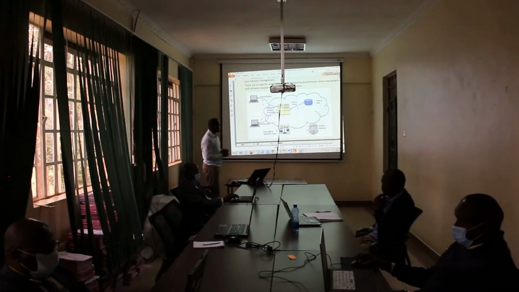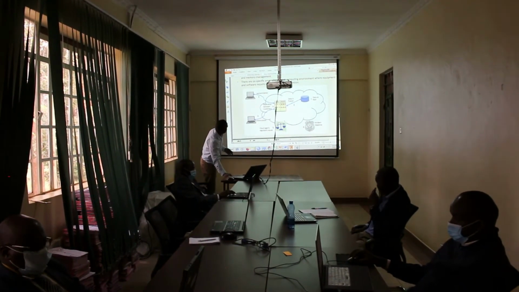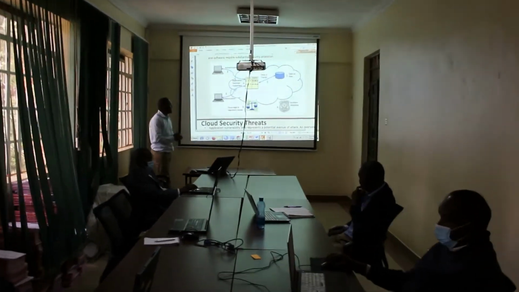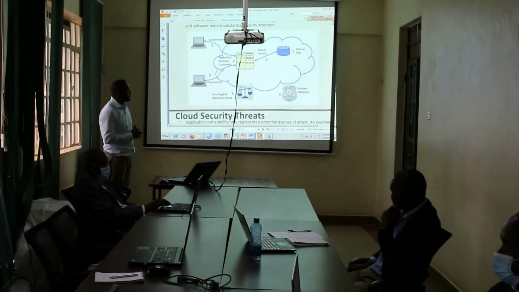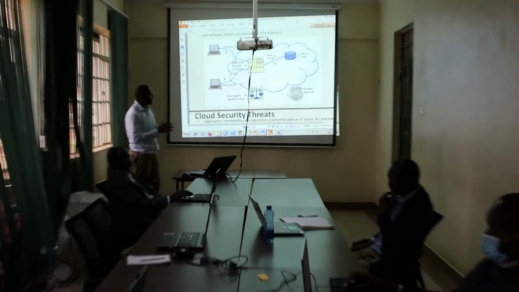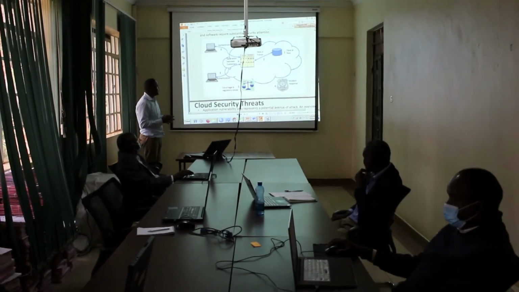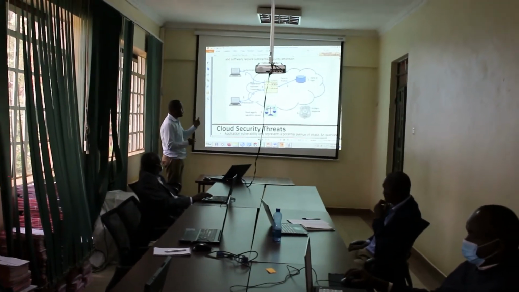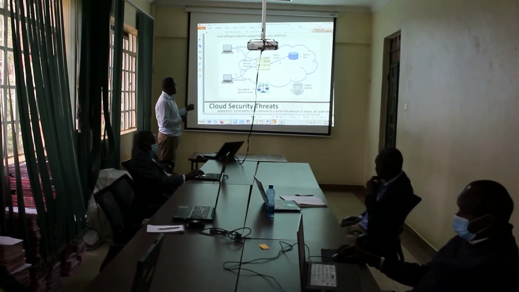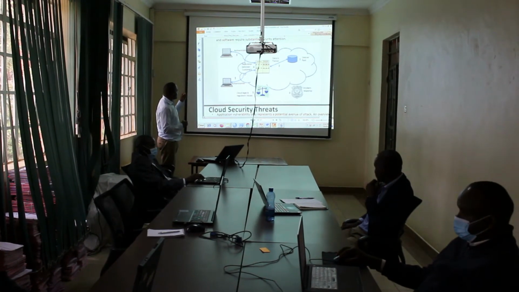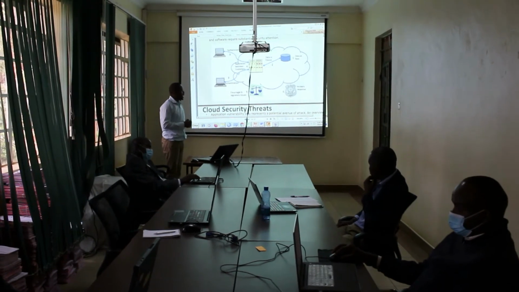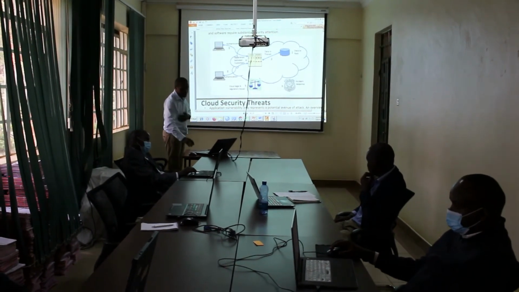So the first one is data at rest. The second is data in transit. The third is authentication. The fourth is separation between customers. The fifth is cloud legal and regulatory issues. And the sixth one is incident response.